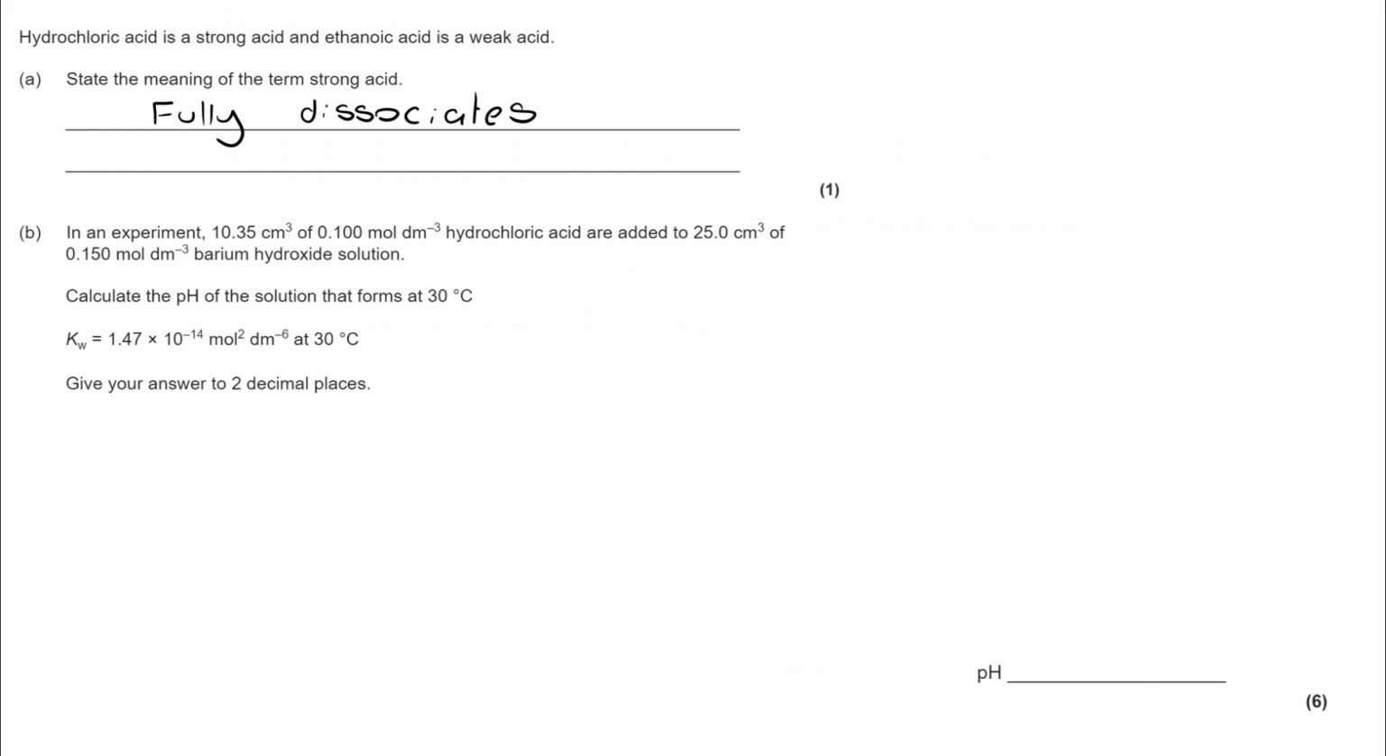On to B. In an experiment, we have got a volume and concentration of HCl and a volume and concentration of barium hydroxide. We're going to add those together and we need to know the pH of the resulting solution. 6-mark question, so a lot of steps in this calculation. And remember, always go back to check how many decimal places you need in your final answer. In this case, it's very clearly 2.